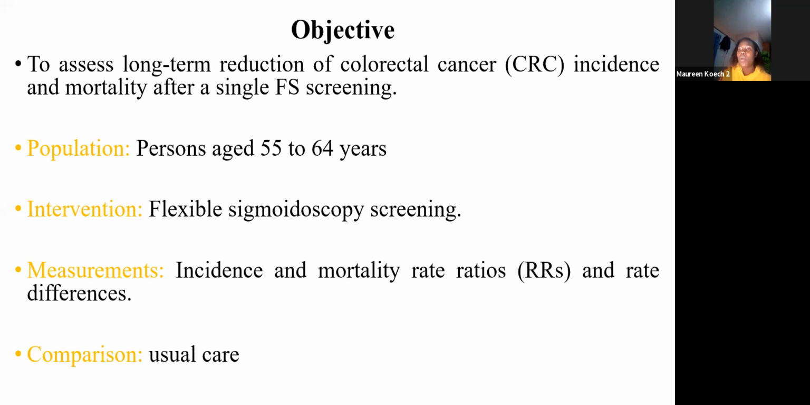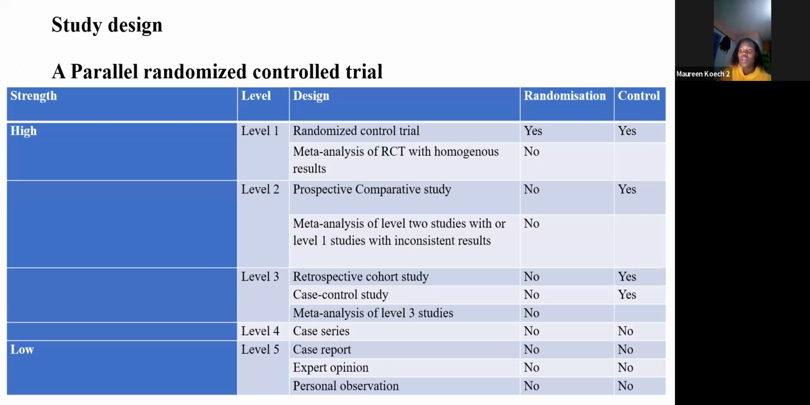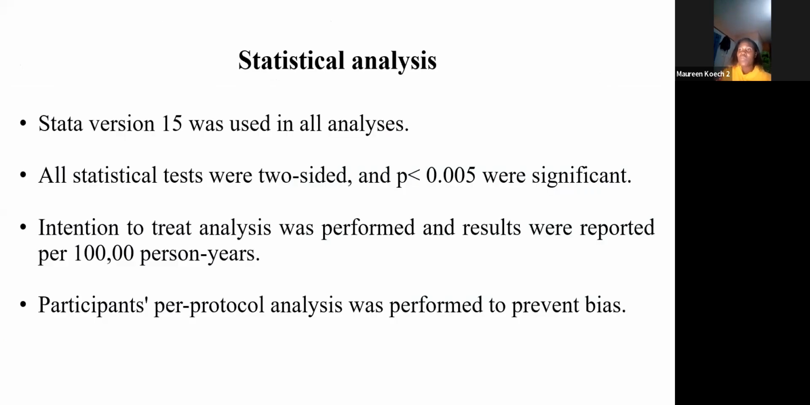The target population were participants or the general population of ages between 55 to 64 years. The intervention was flexible sigmoidoscopy screening, whereas the control was usual care. The measurements were incidence and mortality rate ratios and the rate differences. On the study design, this paper employed a parallel randomized control trial design, which is a gold standard design compared to other existing designs. On the statistical analysis, all analyses were done using Stata version 15, and all the statistical tests were two-sided, and a p-value of less than 0.05 was considered significant.